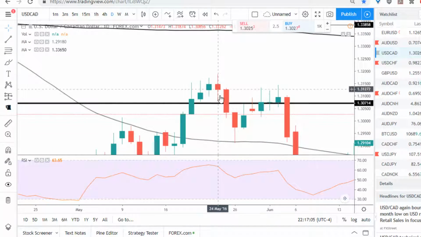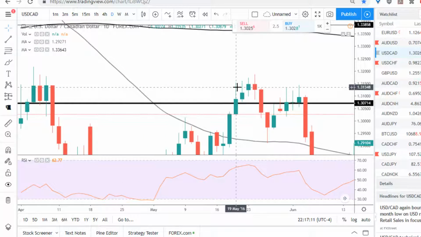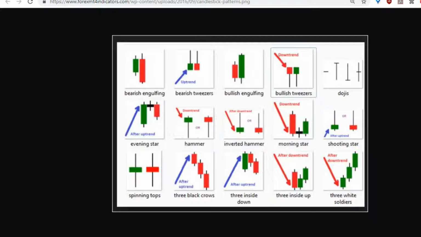Typically, it's equal wicks on each side, and then the body is perfectly equal, just about. And it's a spinning top. It represents indecision because no one really knows where it's going. No one can really take control, and you're stuck with this spinning top looking candle.